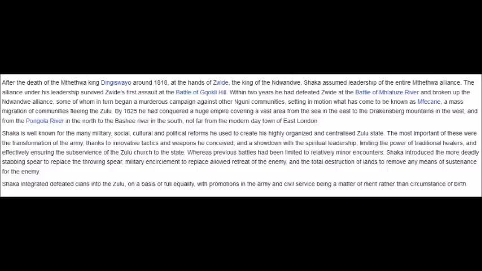Shaka is well known for the many military, social, cultural, and political reforms he used to create his highly organized and centralized Zulu state. And finally, it says Shaka integrated defeated clans into the Zulu on a basis of full equality, true Hebrew Israelite, with promotions in the army and civil service being a matter of merit rather than circumstance of birth.